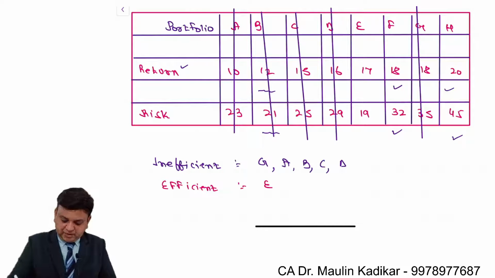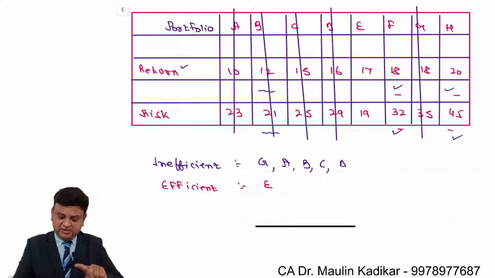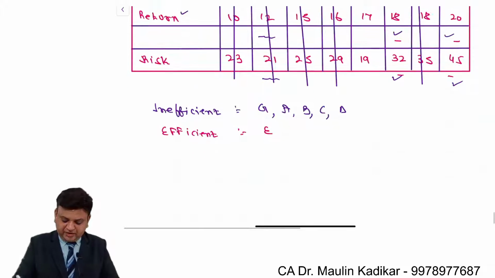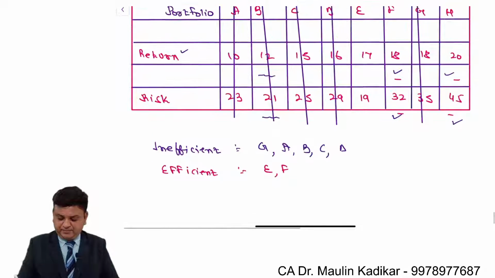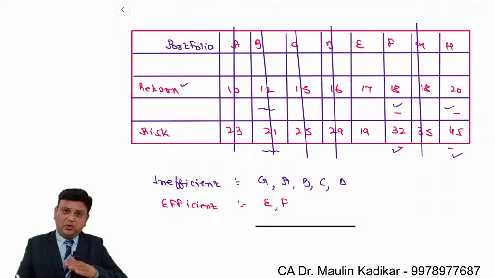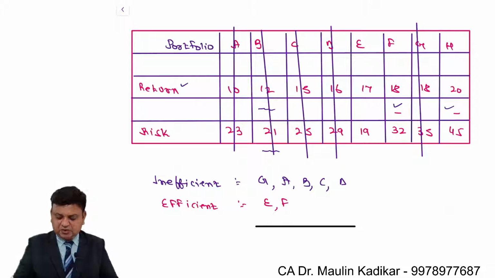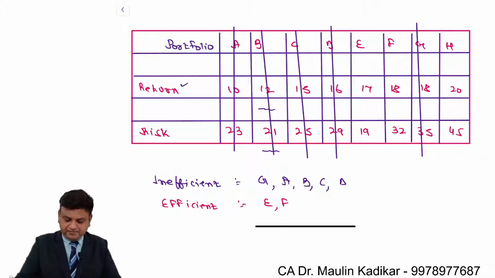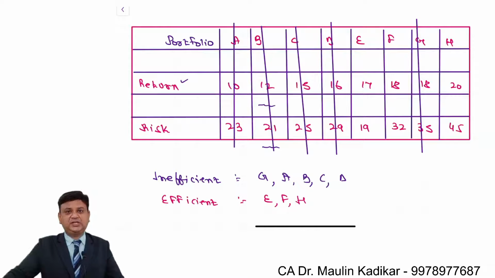Next, F will be compared with H. Risk increases, yes. Return increases, yes. So F is also considered an efficient one. H has been compared with all others, and based on that we can say that H is also an efficient portfolio. This is the way we are required to make a comparison, and if we are required to select the efficient portfolios, then E, F and H are efficient, and A, B, C, D and G are inefficient.